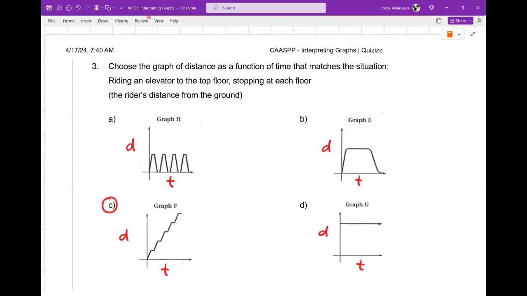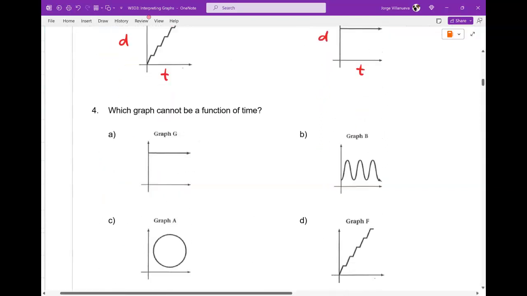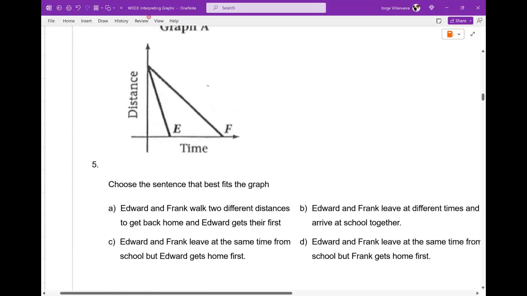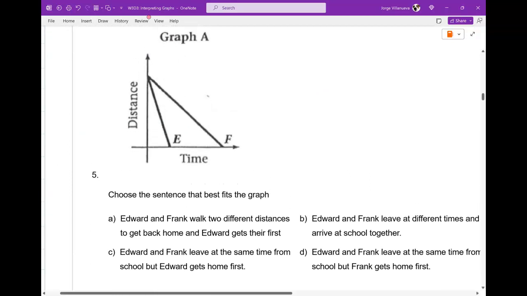Okay? So again, notice it's not like math work. You're just trying to think mathematically which graph makes sense. Now let's kind of skip some of these. Look at this one. Okay, E and F stand for Edward and Frank, okay? But it says choose a sentence that best fits the graph. So distance as a function of time, E and F.